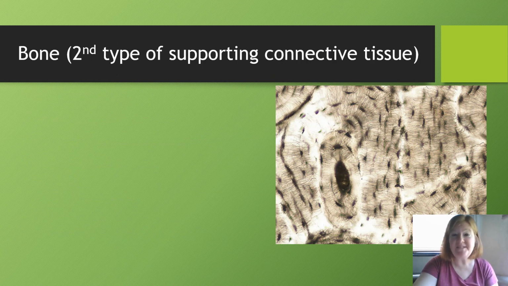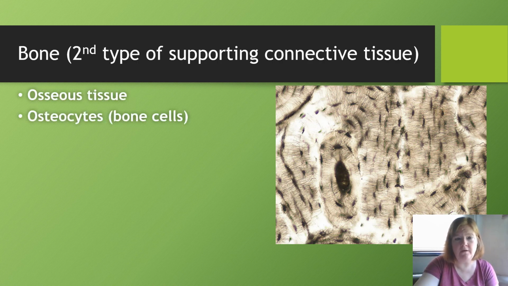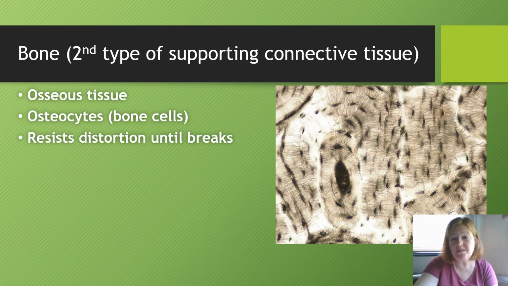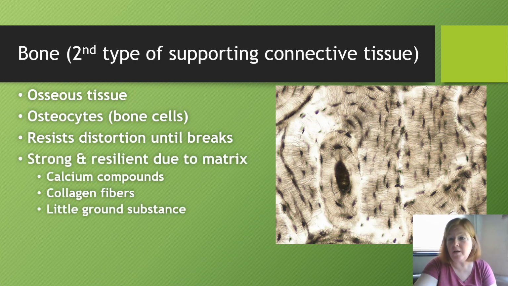Okay, bone, the second type of supporting connective tissue. Bone is also called osseous tissue. It has osteocytes, which are the mature bone cells, and we'll talk about this in greater detail in the skeletal system. Bones resist distortion until they actually break. They're strong and resilient due to the matrix. So what is the matrix made up of? Well, mostly calcium compounds and some collagen fibers. So bones have some flexibility, but there's very little ground substance.